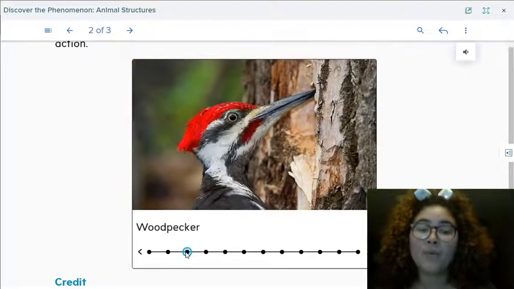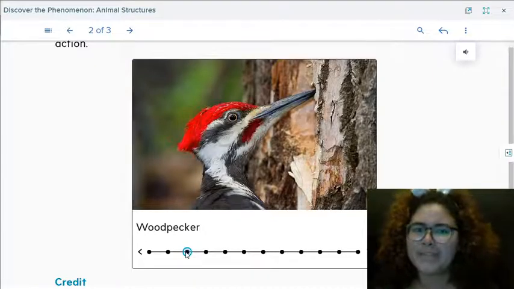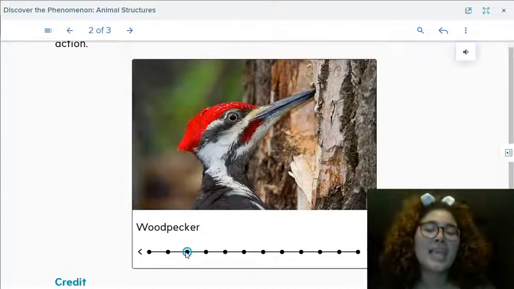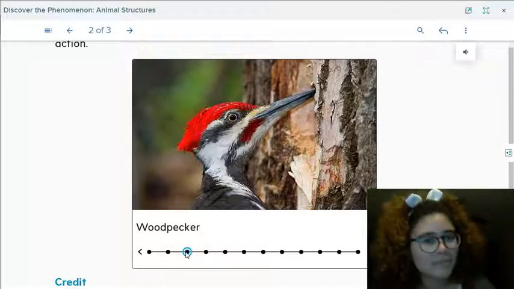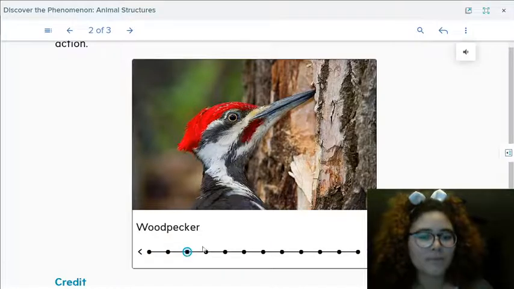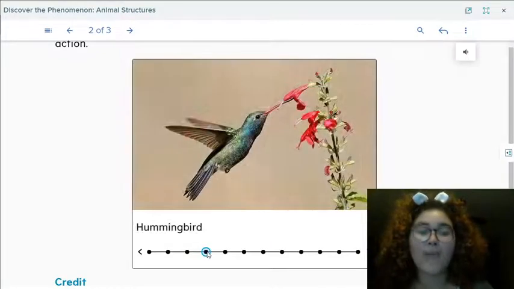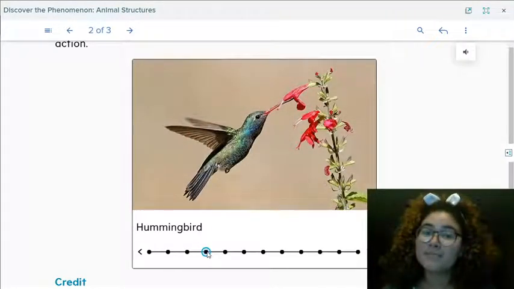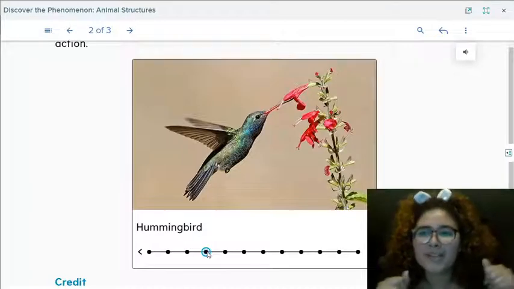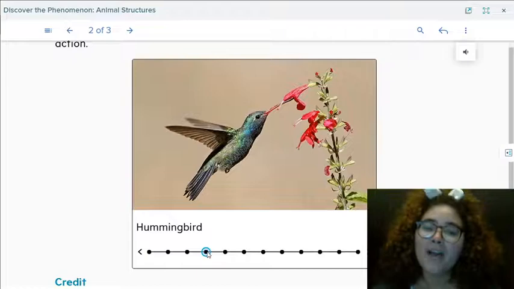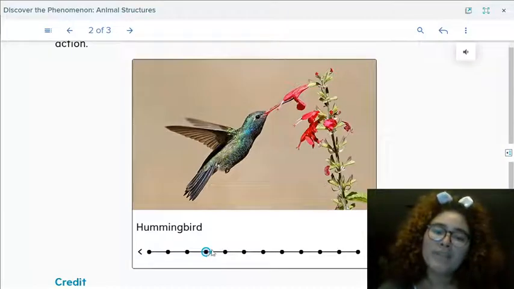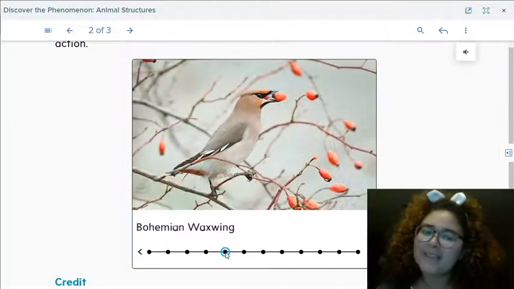And then we have the woodpecker. Do you guys know what woodpeckers eat? They eat worms that burrow inside of the trees. So what would it use to be able to get that food? We have hummingbirds. Those very, very fast birds that we see roaming around Puerto Rico. Yes, they drink from inside the flowers. So what are they using?